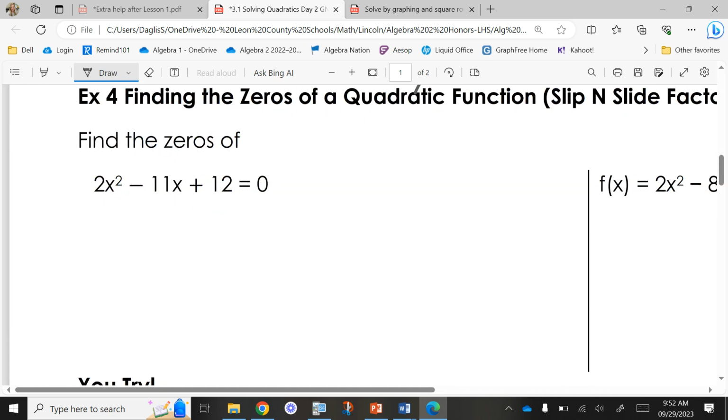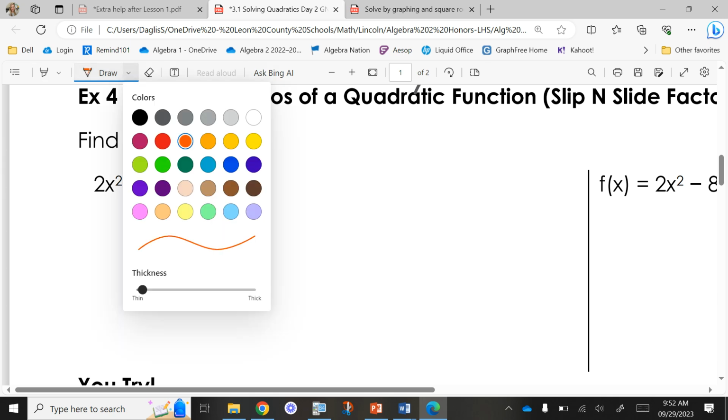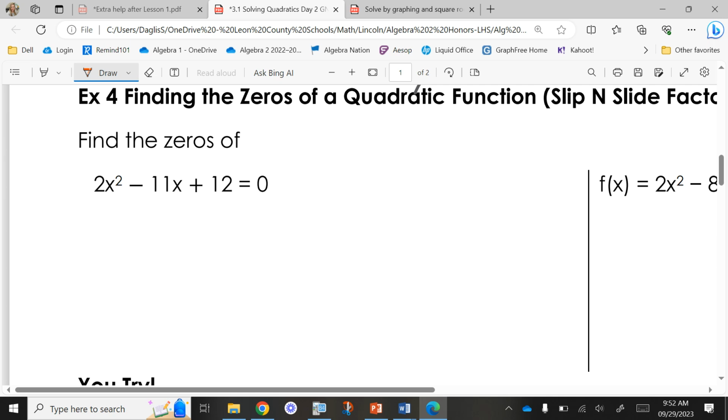So 2x squared minus 11x plus 12 equals 0. Okay? My A value is a 2. I can't divide 2 out. That would have been nice, right? If that 11 was a 10. Because then you could just divide by 2 and then do what we just did. But we can't do that. Okay? So I'm going to slip my 2 to the end of my equation by multiplying. So now I have x squared minus 11x plus 24.